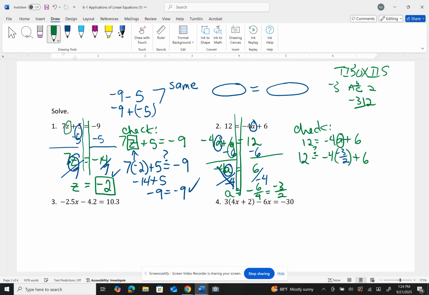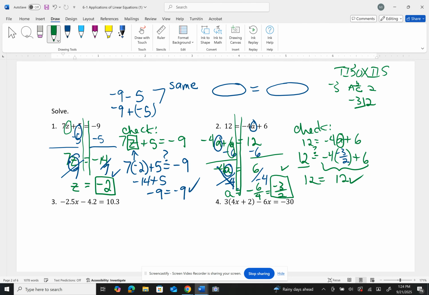And then I can just take that times -4 and then add 6 all at the same time. It has order of operations. So I can just type that in, and when I see that it equals 12 like it's supposed to, then I know I'm right. So I know this answer right here is correct.